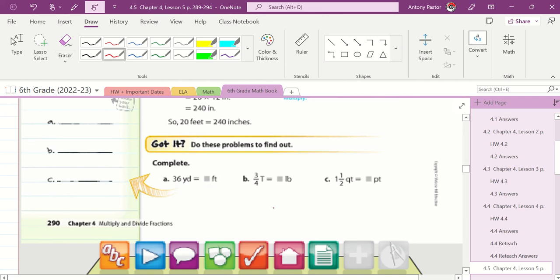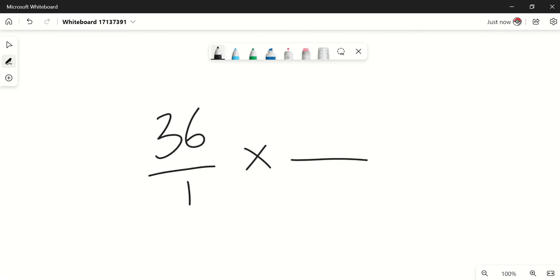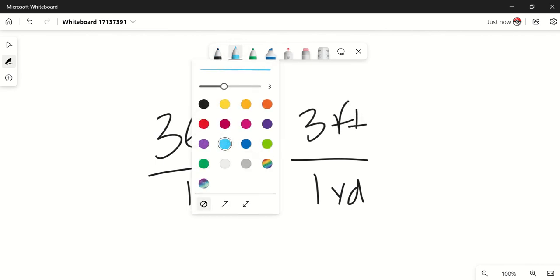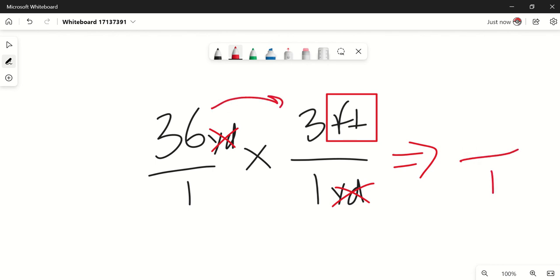So I can help set you up. It will be 36 over 1 times, and then remember, 1 yard equals 3 feet. This is also 36 yards, and as we have determined, we get rid of the yard because our answer is going to be in feet. And we just multiply across, and I understand this is 36 times 3. This is going to be over 1. I'm going to let you guys go ahead and pause this here and figure out what 36 times 3 is.